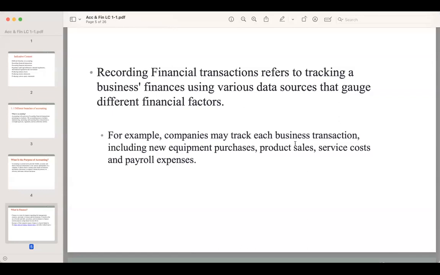Recording financial transactions. Can anybody see my screen, or can you hear me? If anybody has any issues, please let me know.